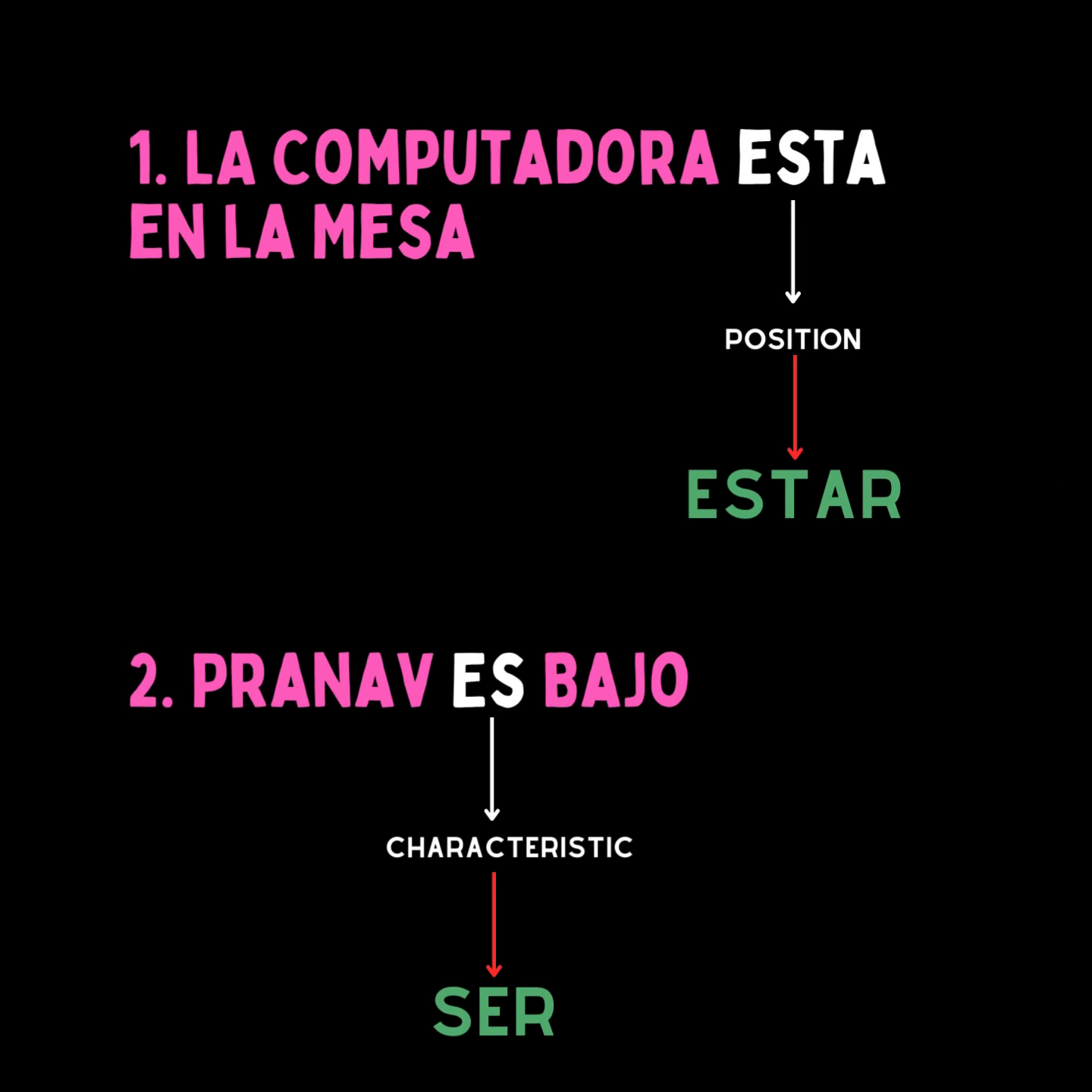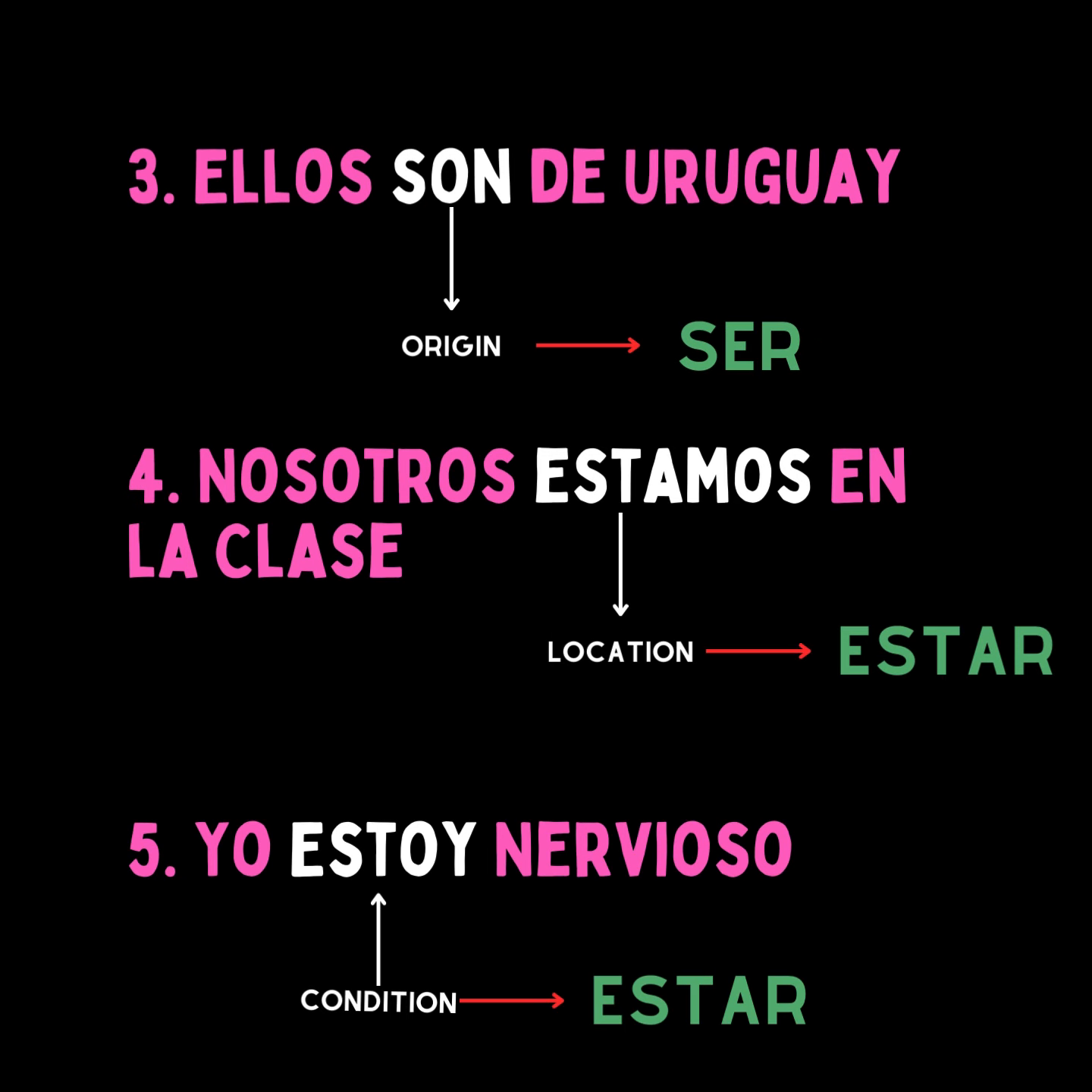Lastly, let's work on examples. Number 1. La computadora está en la mesa. We're talking about the computer's position, so we're using the verb estar, and we conjugate estar to está. Number 2. Pranav es bajo. Since we're talking about a characteristic, we're using the verb ser, and we conjugate ser to es because we're referring to Pranav.